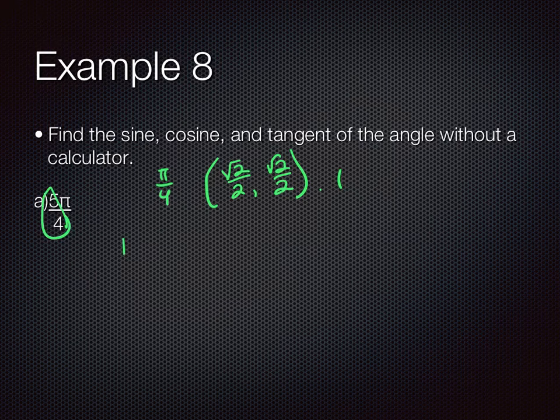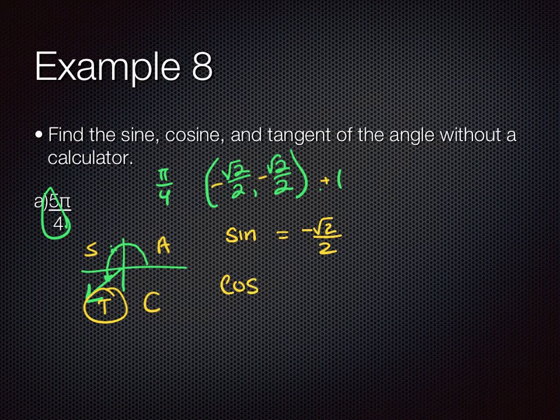5 pi over 4 is 1 and 1/4 pi, which is actually just past the x-axis into the third quadrant. And in that quadrant, all students take calculus. Tangent is positive. The other two are negative. So the sine is a negative root 2 over 2. The cosine is a negative root 2 over 2. And the tangent is a positive 1.